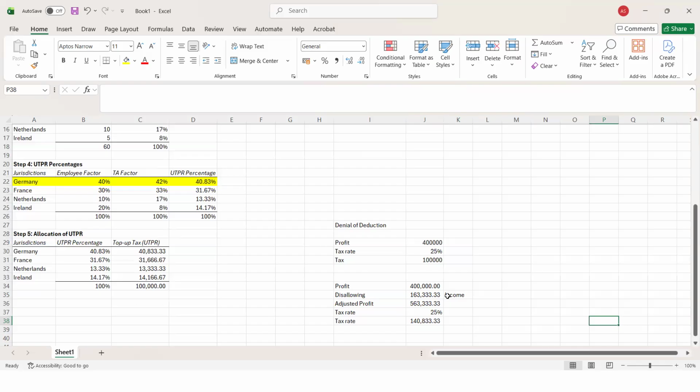So whenever you are calculating, if you have a UTPR qualified status, and you are calculating your domestic taxes, please also make sure of this adjustment, which will come in your domestic books. Yes, clear? Okay, fantastic.